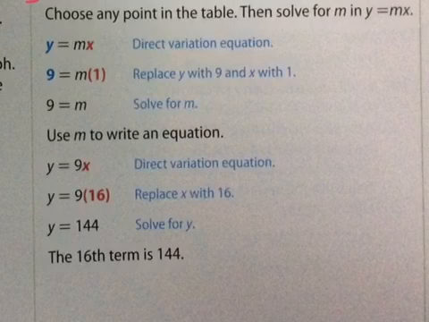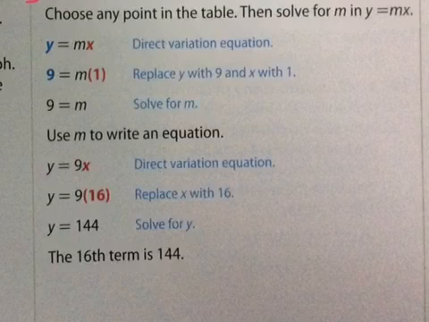Use m to write an equation. So y equals 9 times x. So we just replace x. And 9 times 16, because we wanted to find the 16th value. Replace x with 16. Remember earlier we did the first value with x, right? Now we're trying to find the 16th. So the 16th, the y place would be 144. The 16th term is 144.